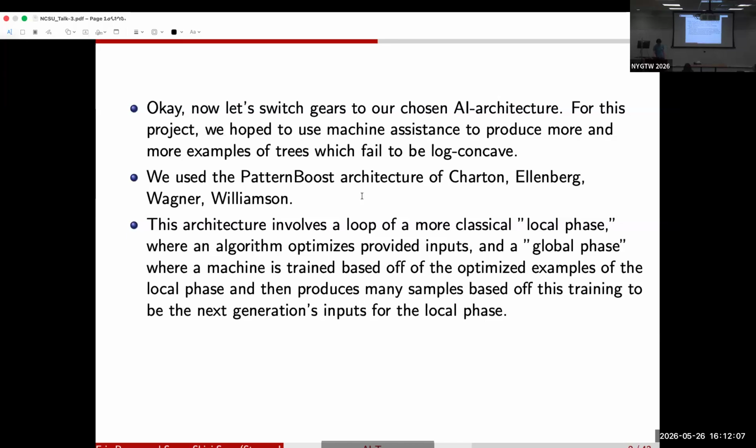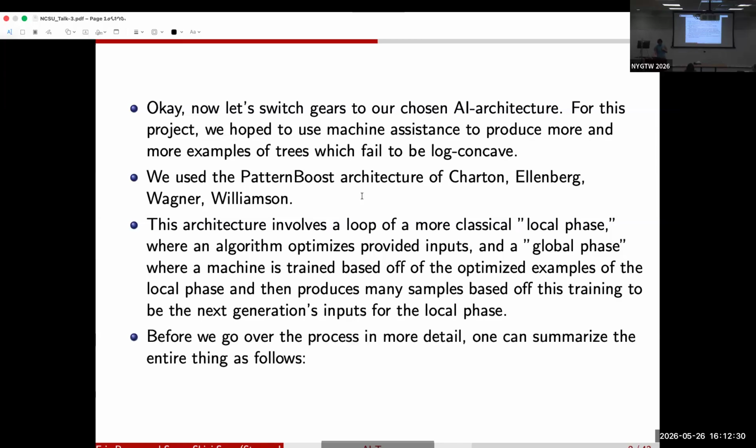This architecture involves a loop of a more classical local phase, where an algorithm optimizes provided inputs, and a global phase, where a machine is trained on the optimized examples coming from the local phase, and produces many samples based off this training to be the next generation's inputs for the local phase.